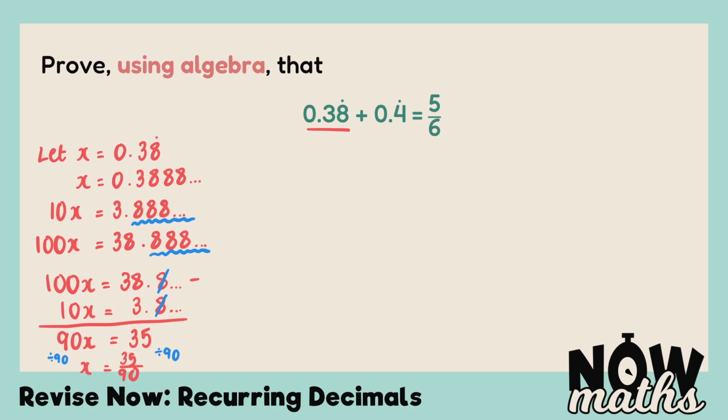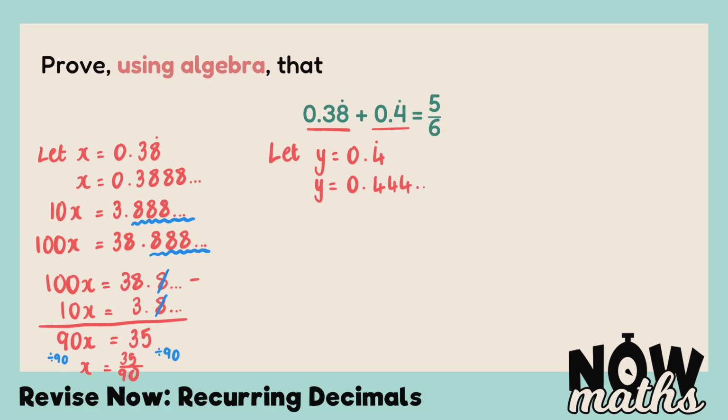Now we've converted 0.38 recurring into a fraction, we need to do the exact same for 0.4 recurring. And remember, even if you know what either of these are as a fraction, given that we're asked to use algebra, we must show our method. So this time I'm going to write that we're going to let y equal 0.4 recurring. And the only reason I've chosen to use y instead of x is because we've already used x in this question.